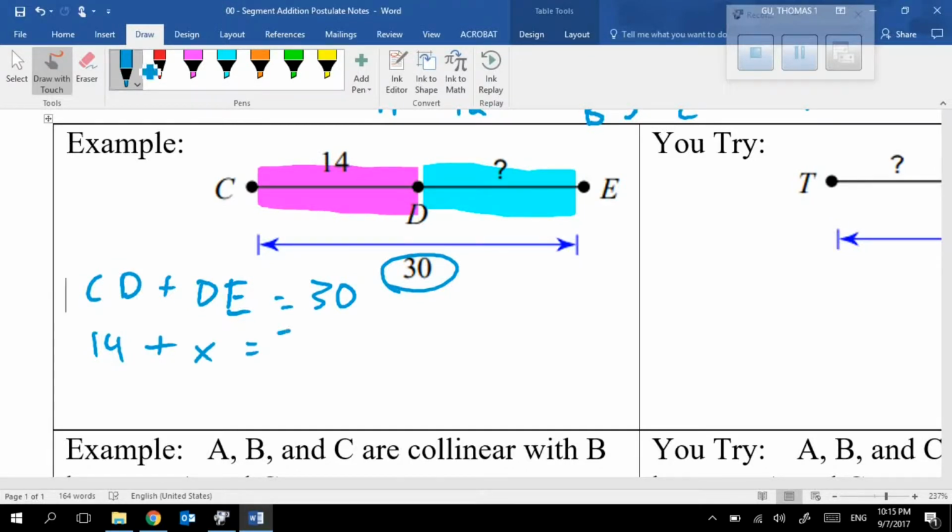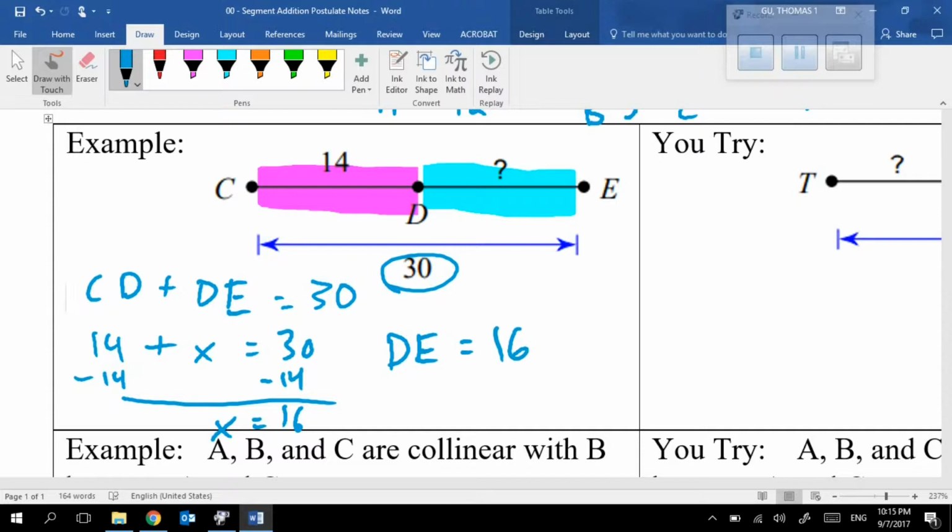Equals 30. Now we can just do the simple one-step equation, minus 14, and then we have X equals, what's 30 minus 14, guys? 16! X equals 16. So your answer would be, the answer is not X. Remember, we're trying to find out what is DE. So write DE equals 16. And now you've solved your first actual geometry problem.